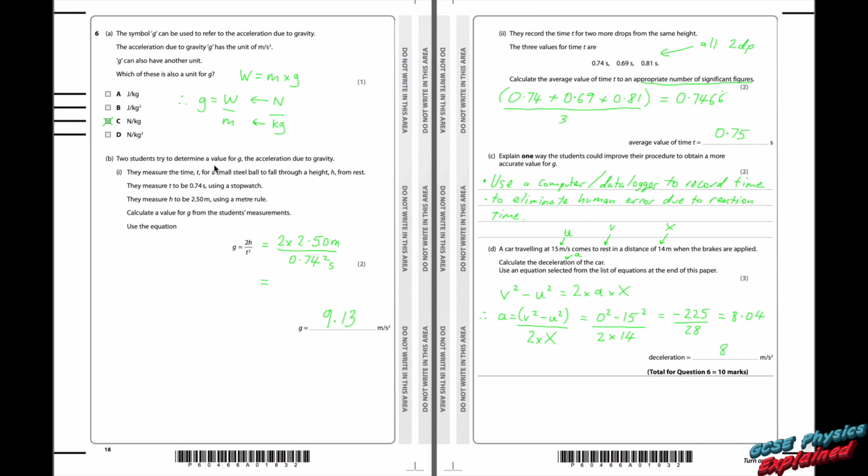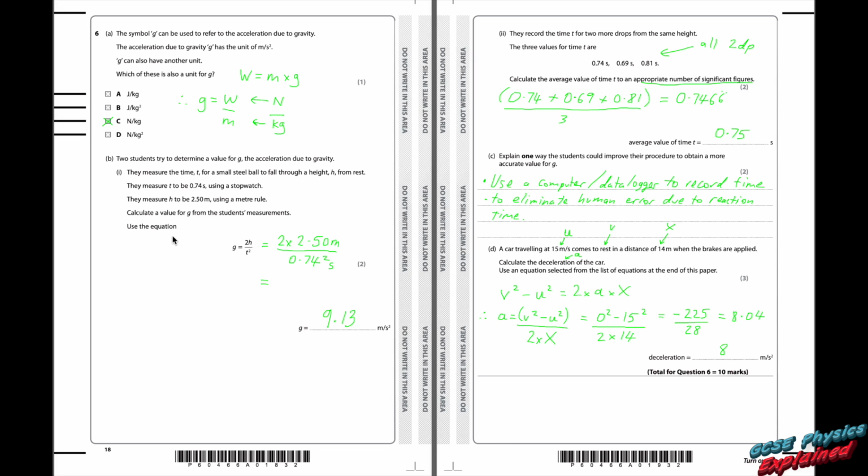Part B. 2 students try to determine a value for G, the acceleration due to gravity. They measure the time t for a small steel ball to fall through a height h from rest. They measure t to be 0.74 seconds using a stopwatch. They measure h to be 2.5 metres using a metre rule. Calculate the value for G from the students' measurements.